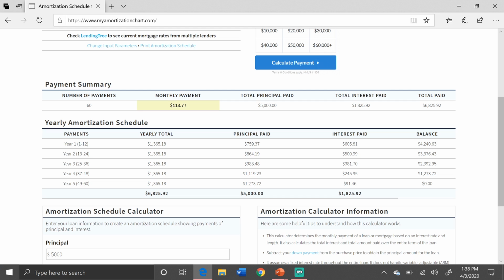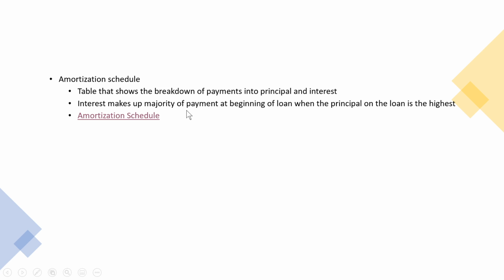Okay, let's get rid of the amortization schedule. Any questions about what you saw?